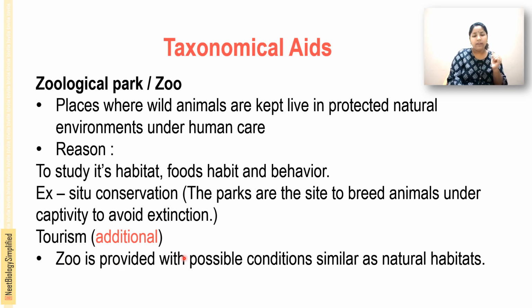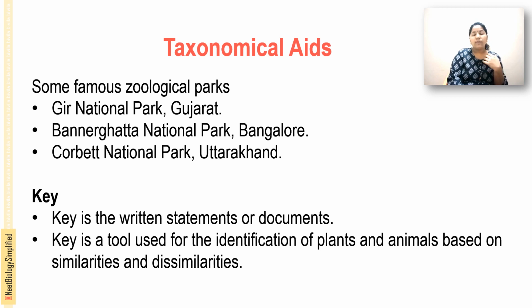And the zoo is provided with possible conditions similar to their natural environment, their natural habitat. They are provided with the natural environment or natural habitat as much as possible. And here are some famous zoological parks: Gir National Park in Gujarat, Bannerghatta National Park in Bangalore, Corbett National Park in Uttarakhand. These are a few famous zoological parks. Gir is in Gujarat. Bannerghatta National Park is in Bangalore. Corbett National Park is in Uttarakhand.